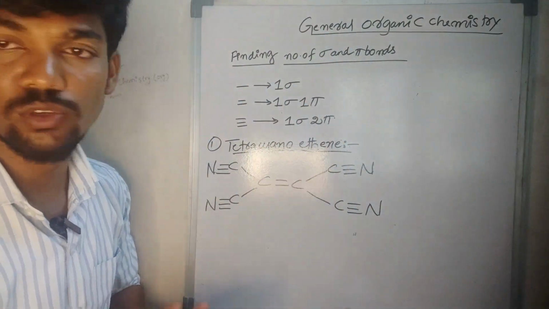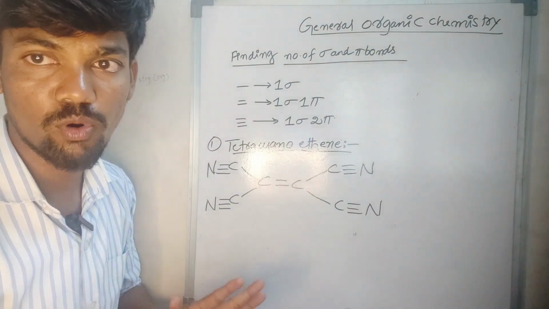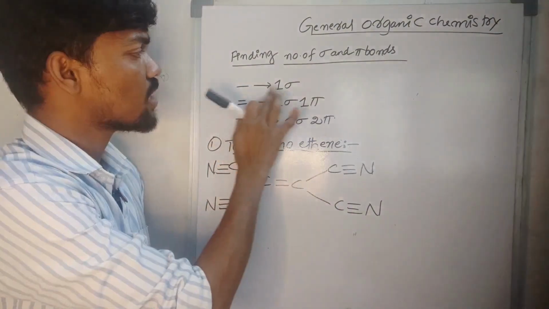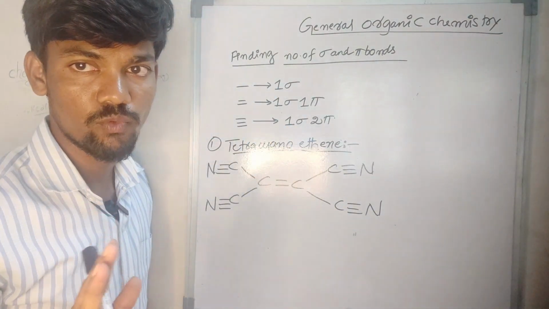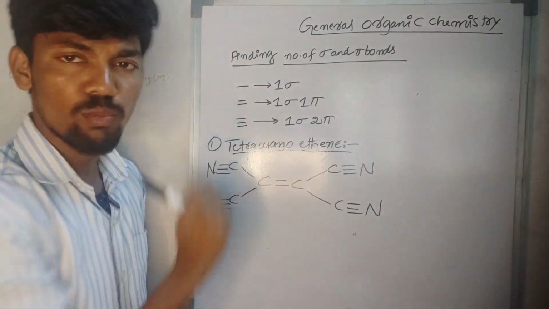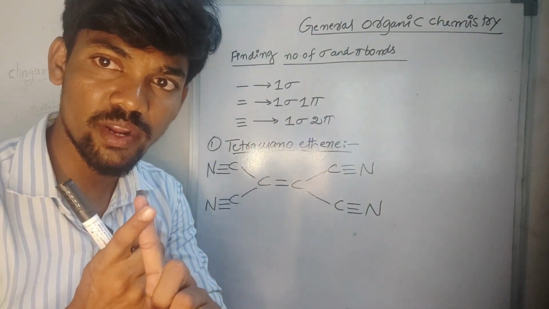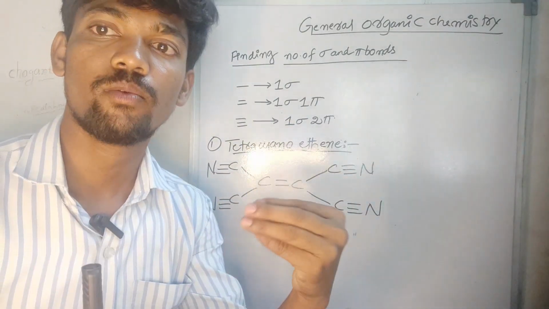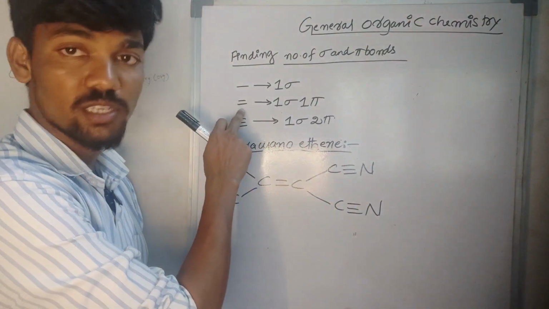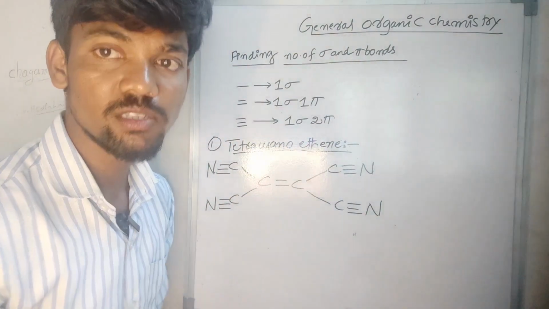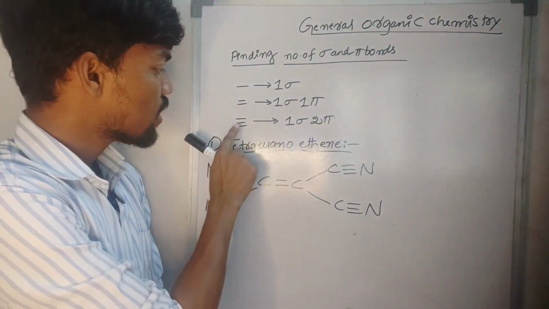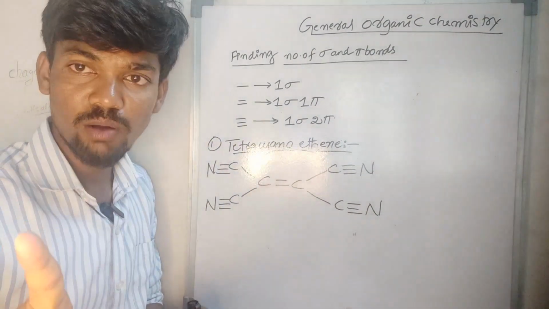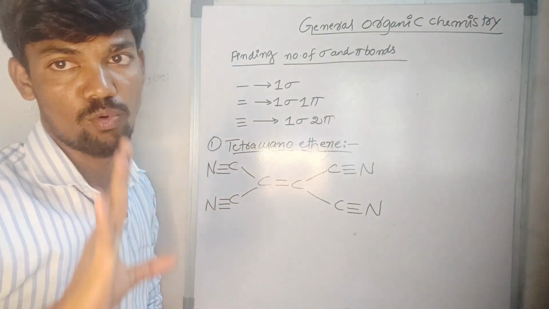In general organic chemistry, you know double bonds, single bonds, and triple bonds. Listen, a single bond is a sigma bond. One sigma bond will be there. If a double bond is there, first we take one sigma bond, and only then we go for pi bonds. So this is one sigma bond, and the remaining one is a pi bond. If a triple bond is there, first you take one sigma bond, and the remaining two are pi bonds.